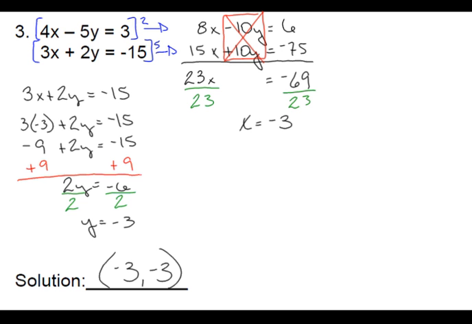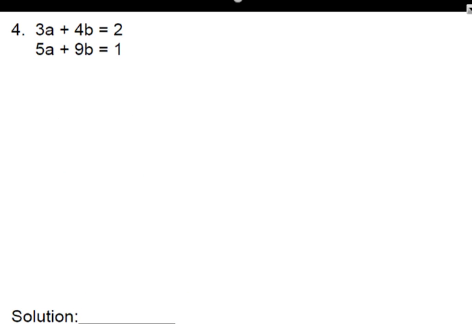Example number 4, our last example here. Here, I have 3a and 5a. Then I have 4b and 9b. I'm going to make my a's eliminate. In order to make my a's eliminate, I'm going to multiply the top one by 5 and the bottom one by 3. They need to be opposite signs, though, so I need to pick one of them to be a negative variety. I'm going to choose the top one here, the negative 5, and then make this one a positive 3.